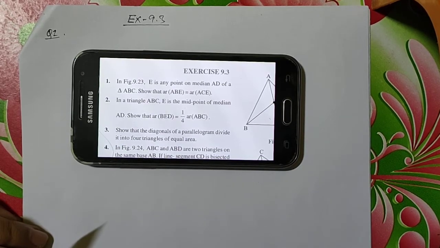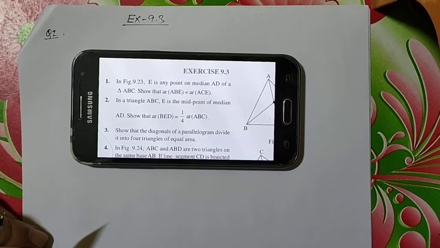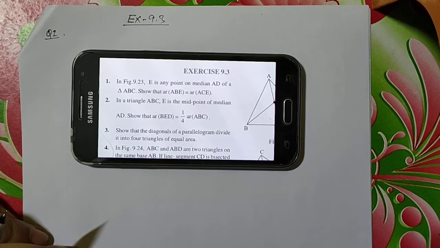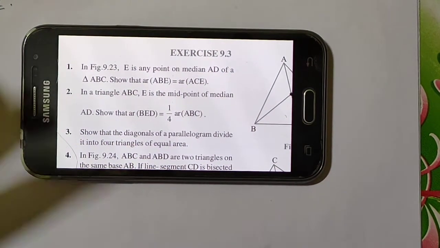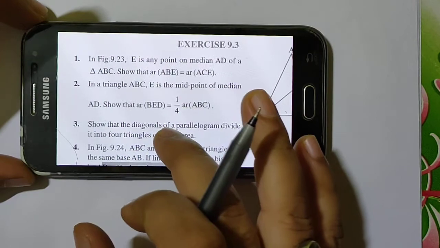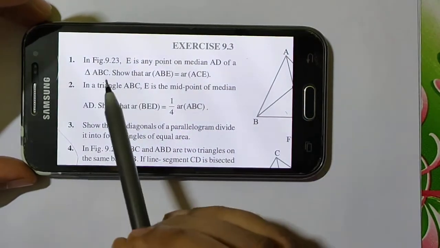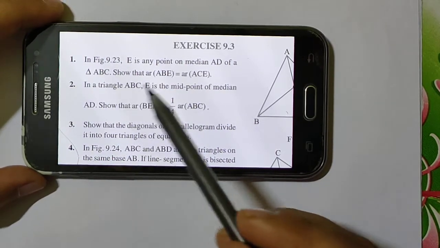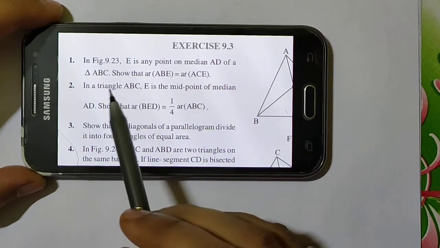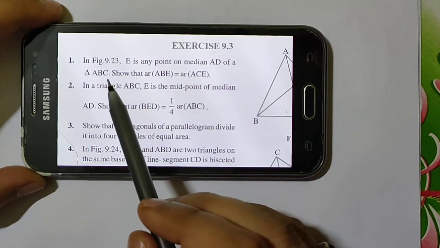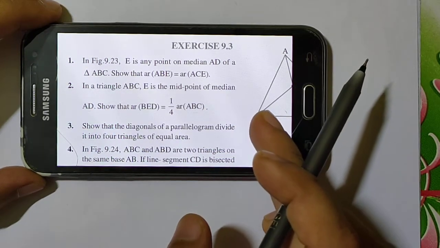So I'm going to start with question number 1 only. Let us focus on question number 1. Let us read out the question. The question number 1 of exercise 9.3 says: In figure 9.3, E is any point on median AD of a triangle ABC. Show that area of triangle ABE is equal to area of triangle ACE.